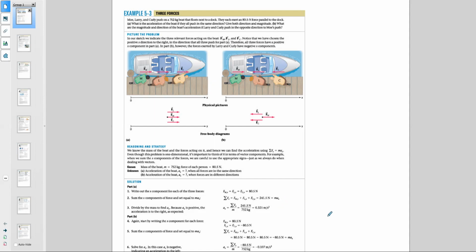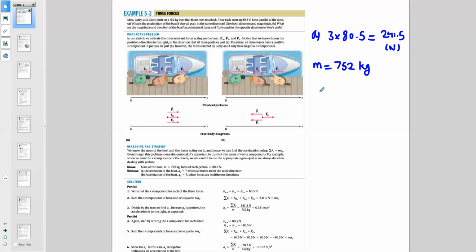So we have three people in part A. Each is exerting 80.5 newtons. So 3 times 80.5, which is 241.5 newtons in one direction. And then the boat mass is 752 kilograms.